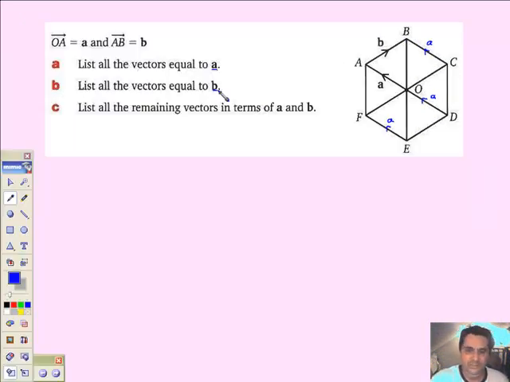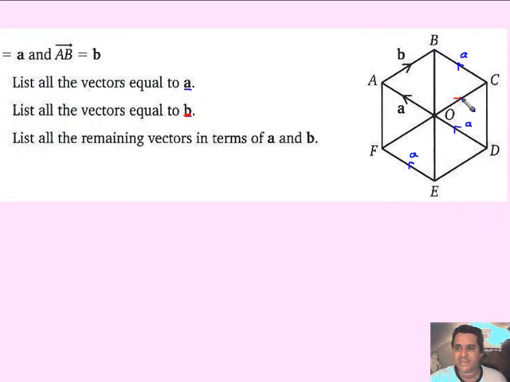Now what about the b's? Let's do a different colour, so I'll underline that in red then. So the b's, so b goes from A to B, there's another one, O to C, there's another one, F to O, and there's the last one, E to D. Alright, so that's all the 4 b's. And now it says list all the remaining vectors in terms of a and b.